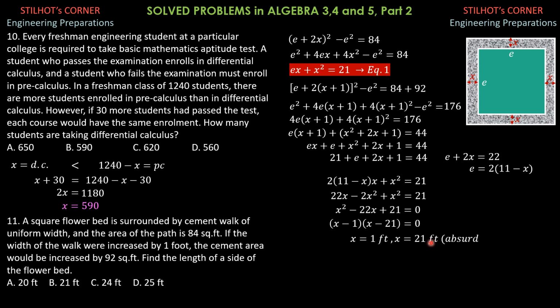For x equals 21 feet, 11 minus 21 becomes negative. That's why the value of e would be negative, and so it is an absurd value. We reject that. We only accept x equals 1 foot. So if x is 1 foot, then e is 2 times quantity 11 minus 1. e is equal to 20 feet.